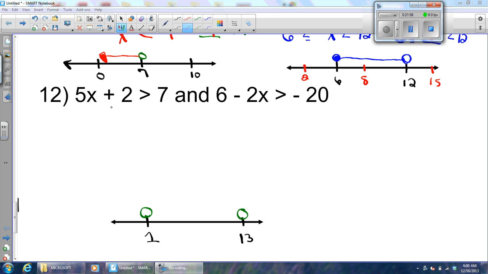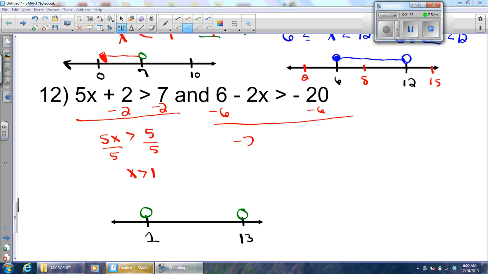So again, I subtract 2 from both sides, and I will get 5x is greater than 5. Then I'll divide by 5 on both sides, and I'll get x is greater than 1. Okay, and there's my 1 with an open point. I'll subtract 6, subtract 6. Negative 2x is greater than negative 26. Divide by negative 2, divide by negative 2. x will be less than 13. So we need all the numbers that are greater than 1 and less than 13 at the same time. Well, that'll be in between.